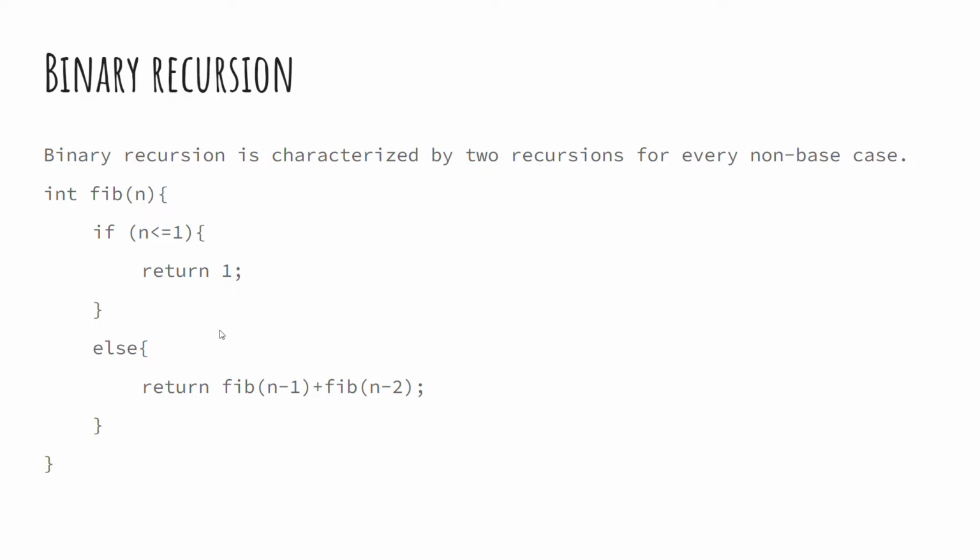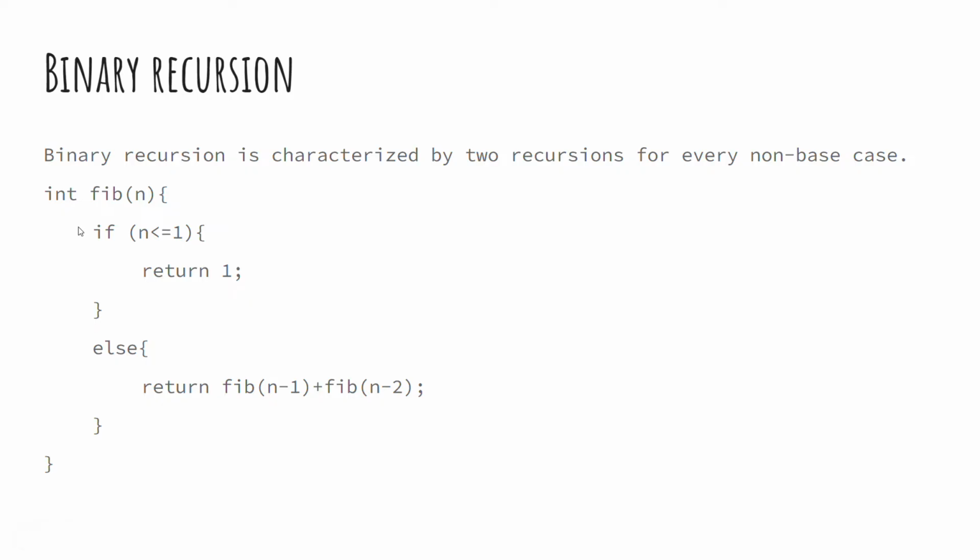Alright, so here's another example, another type of recursion. This is called binary recursion. Binary recursion is basically characterized by two recursions for every non-base case. I think it's easier when we look at an example. So here's a quick example for that.